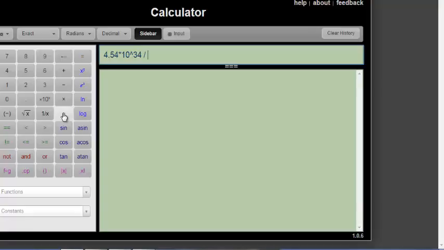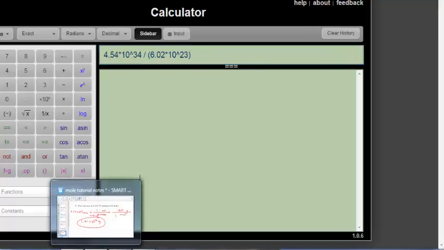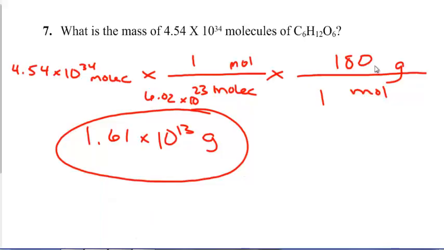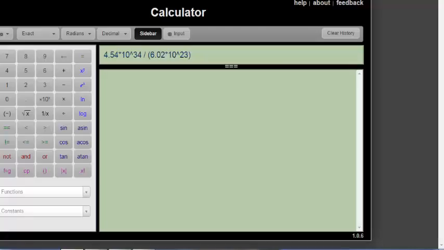When we divide, I'm going to put this inside of some parentheses. So I'm going to do 6.02 times 10 power key 23 in parentheses. The reason I'm doing this is because I need it to be dividing the whole thing, not just the 6.02. If I don't put it in parentheses, it'll end up multiplying by the times 10 to the 23rd. And then at the end I need to multiply by 180.